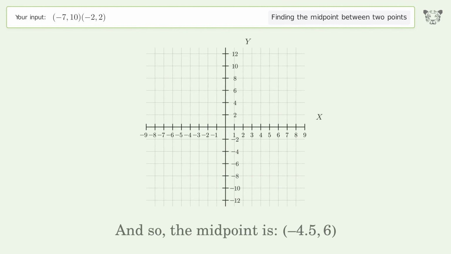And so, the midpoint is negative 4.5, 6.